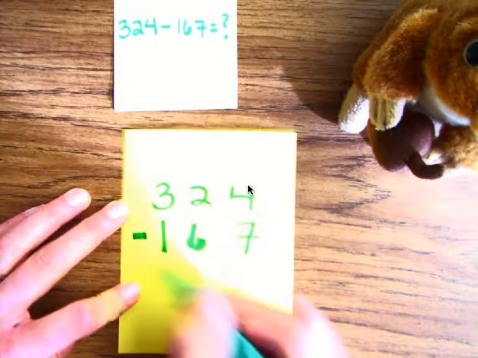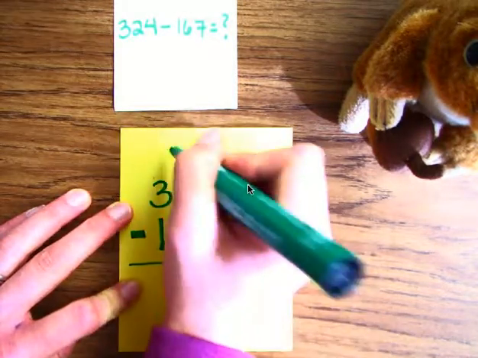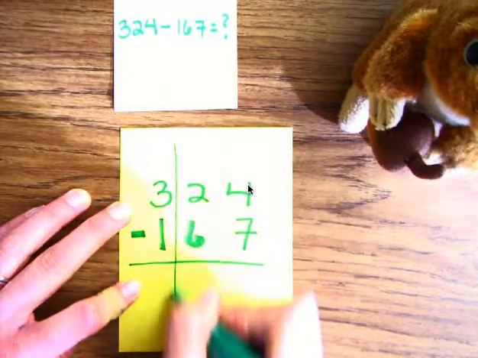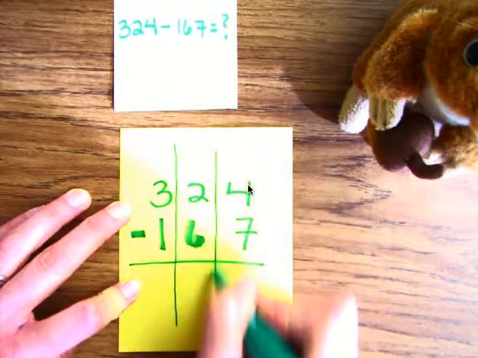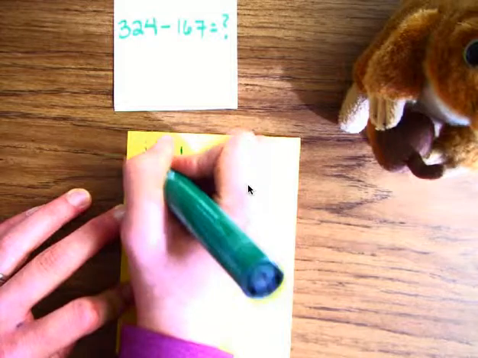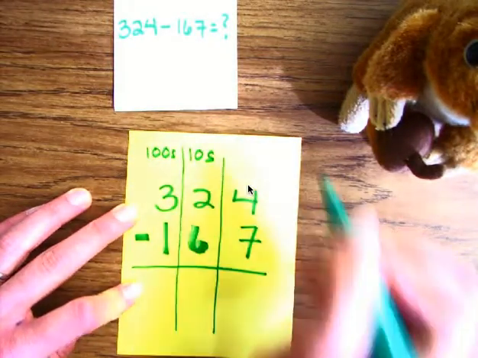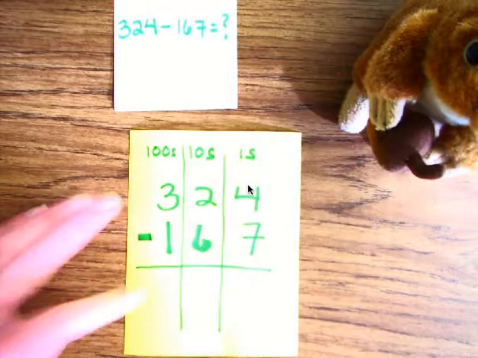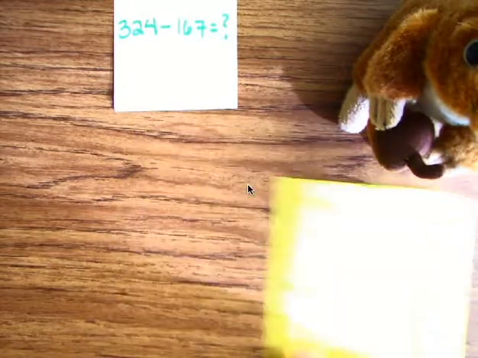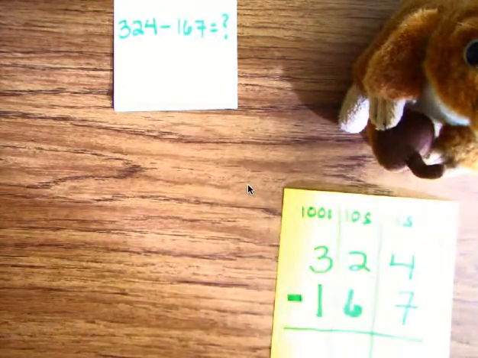Now just to help me out, there's my equal line. I'm going to draw vertical lines to break up my hundreds, my tens and my ones. And I can even write myself a note that these are my hundreds digits, these are my tens digits, and these are my ones digits. Okay, I'm going to put that off to the side for now because I'm going to come back to that later.